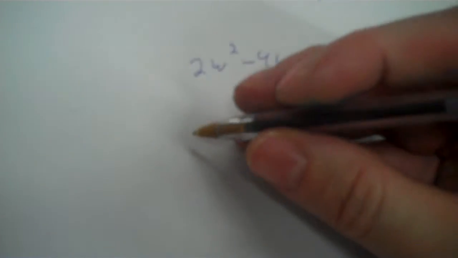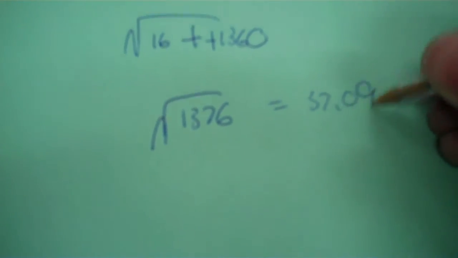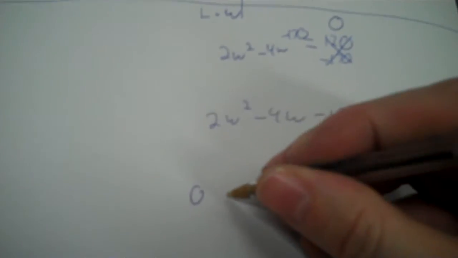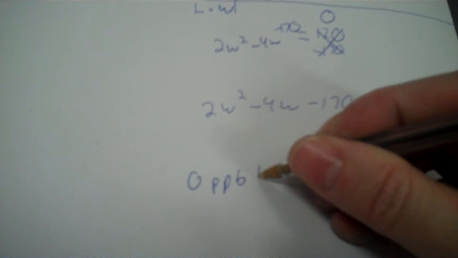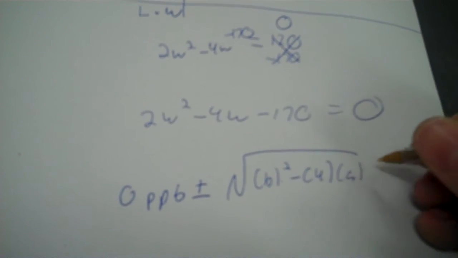Okay, so what I will be doing is using the quadratic formula. And also, by the way, put this right here, equals 37.09. That's going to help us later. So opposite of B, plus or minus the square root, B squared minus 4AC.